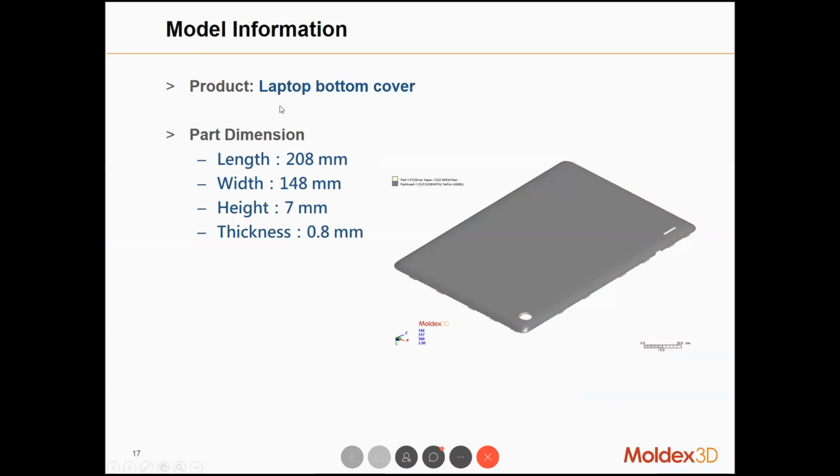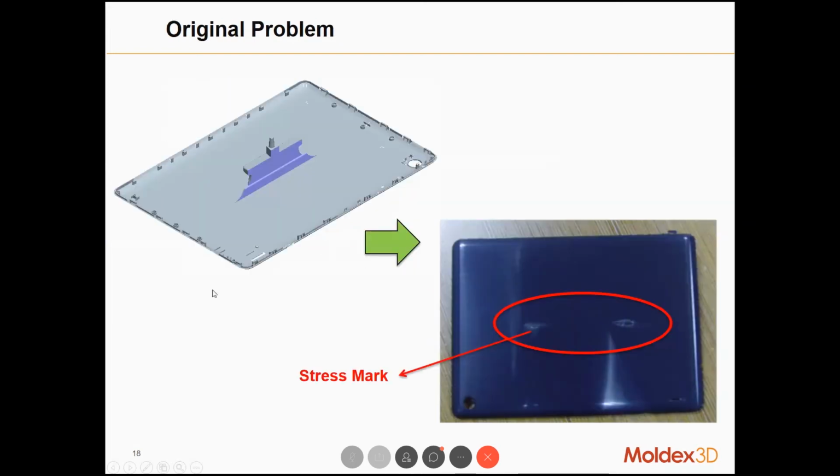So this is a laptop bottom cover, and the length and the width is around 200 millimeters times 150 millimeters. The thickness is around 0.8 millimeters. In the original design, we use this kind of fan gate to do the injection. And they found out there will be a really high shear stress around the gate region, so it will lead to some really obvious stress mark on the top of the cover.